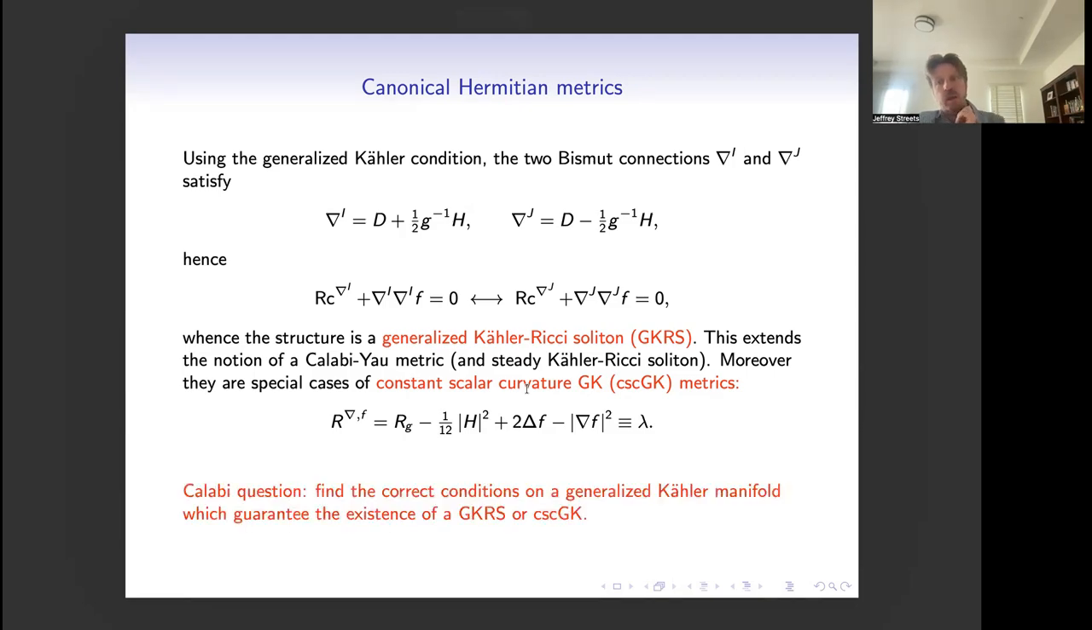All right, so the broad motivating question for what I'm going to talk about is to try to give some kind of extension of this famous Calabi program in Kähler geometry. So I want to try to find the correct conditions on a generalized Kähler manifold, or more precisely a generalized Kähler class, which I have to say what that even means, which can guarantee for us the existence of either a generalized Kähler-Ricci soliton or a constant scalar curvature generalized Kähler metric. And of course, in the world of Kähler geometry, this is a very hard problem that's in the fullest generality still open to this day.